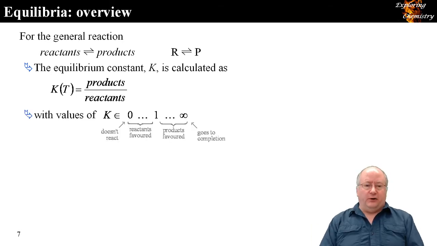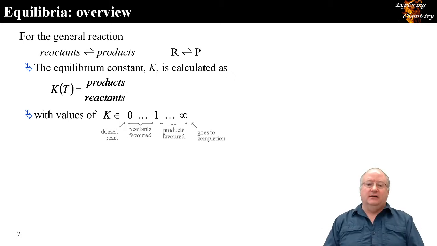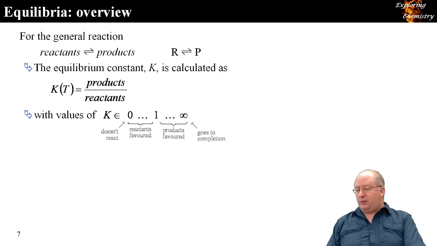The value of the equilibrium constant ranges from 0 to infinity. If the equilibrium constant is 0, we have a reaction that doesn't react. If the equilibrium constant is infinity, the reaction goes to completion. 1 is the midpoint in the equilibrium constant. Less than 1, the reactants are favored. Greater than 1, the products are favored.